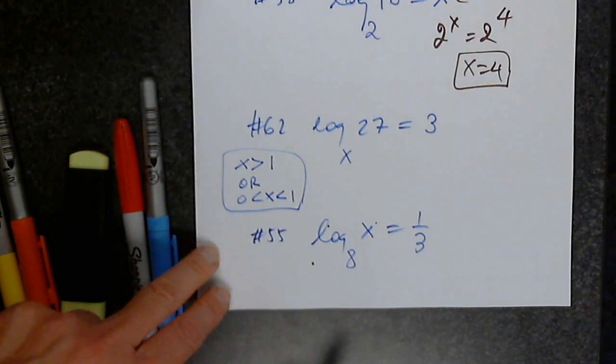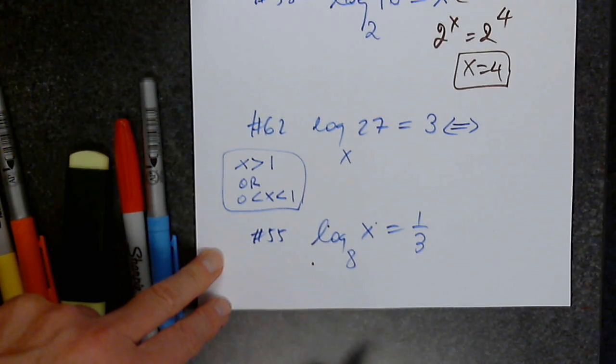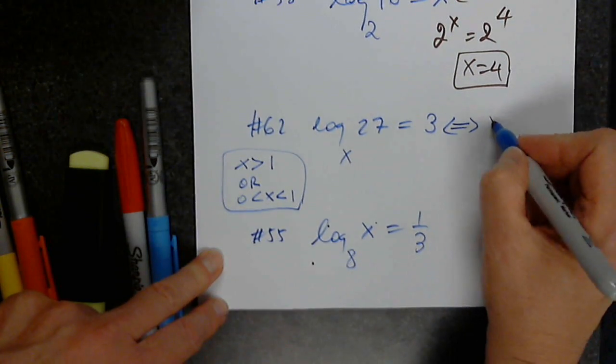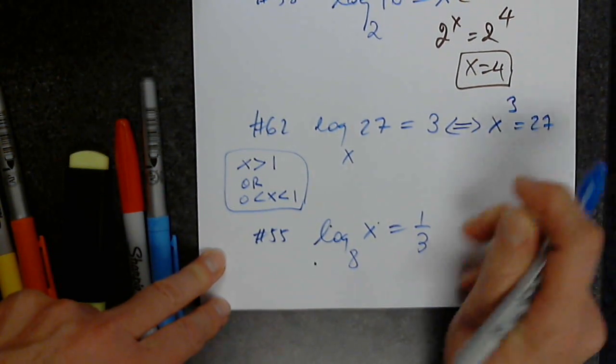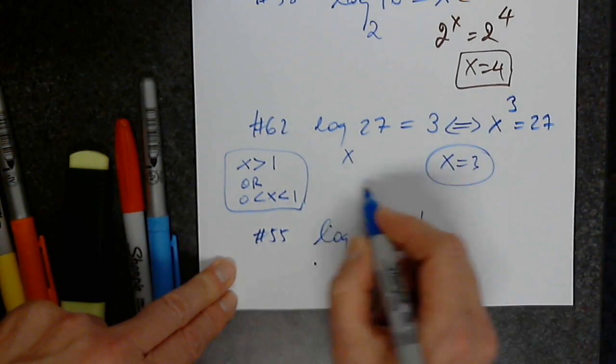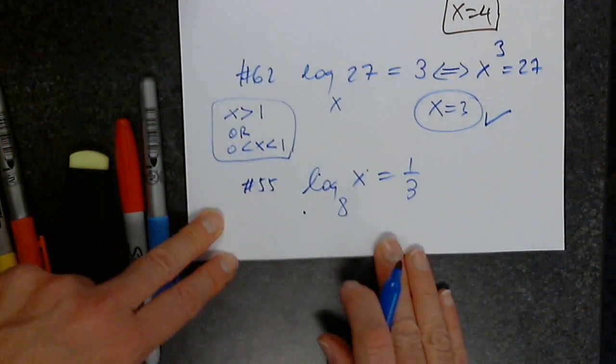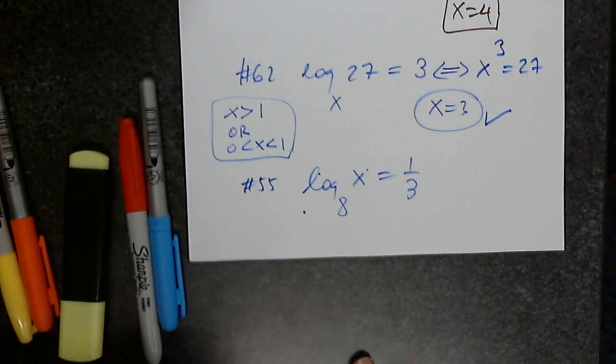Excellent. Well done. So we got new blood. Savannah showed up and she's helping. Next is 62: so x to the third equals 27. What to the third? Very good. x equals 3. Is it a number greater than 1 or between 0 and 1? Yes. Acceptable. Excellent.